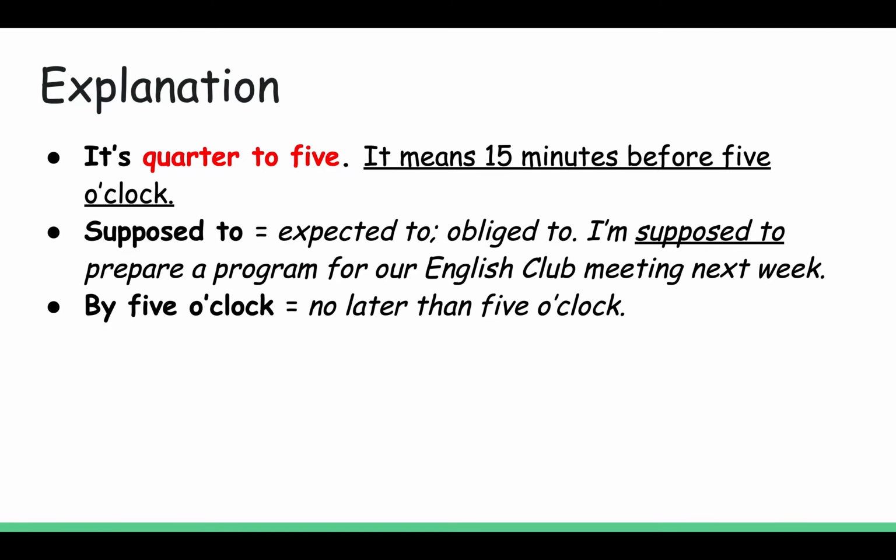Next, aren't we supposed to be at Jim's house by 5 o'clock? It's not at 5 o'clock, it's by 5 o'clock. When you say by 5 o'clock, or by 6 o'clock, by 7 p.m., it means no later than 5 o'clock. So you can arrive before 5 o'clock, but not after 5 o'clock. It can be before 5 o'clock or at exactly 5 o'clock.